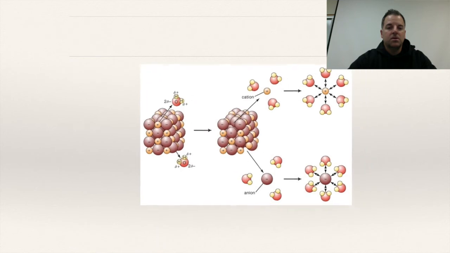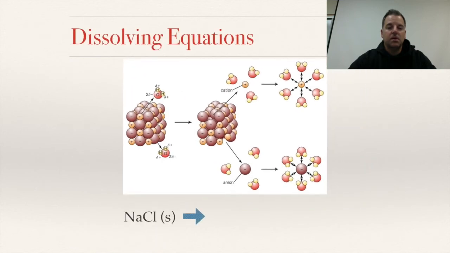Now, chemists are always looking for ways to abbreviate and write this down without having to draw pictures every time. So we write a dissolving equation, starting with our solid, NaCl solid, and we want to represent that this breaks down into its ions that are separate. We write down the Na+ separate from the Cl-, and we give them both the designation aqueous, meaning dissolved in water.